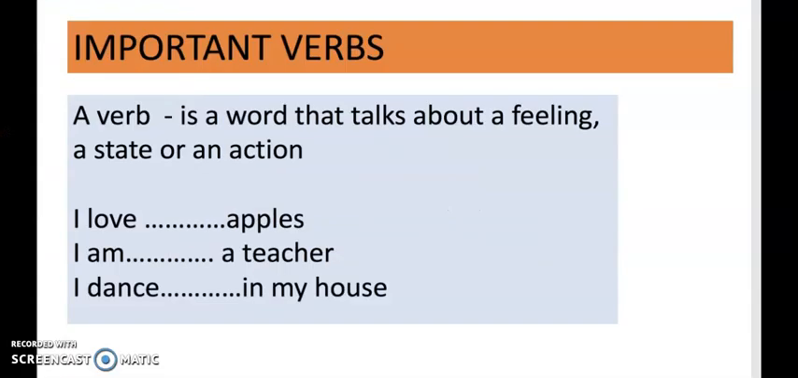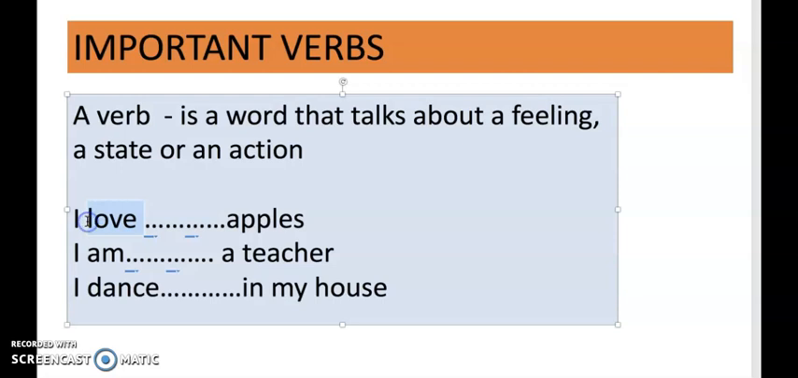We're going to learn about important verbs in English. And a verb is a word that explains or talks about a feeling or a state or an action. So for example, here we've got I love apples. I love apples. That's how you feel about apples.